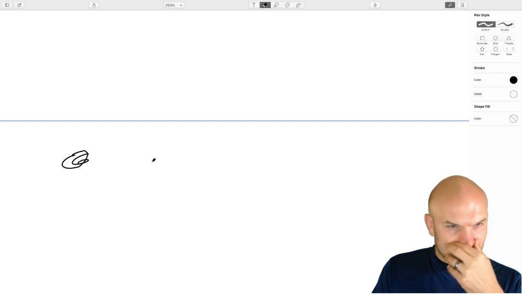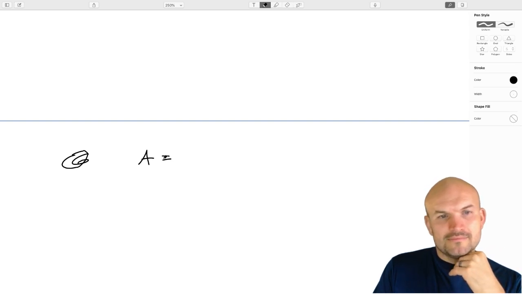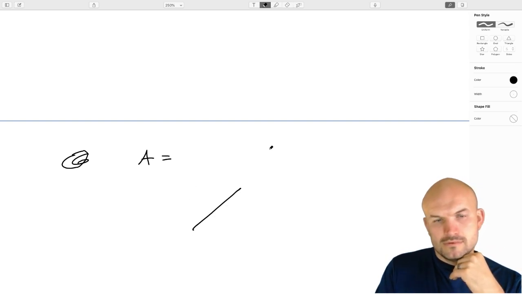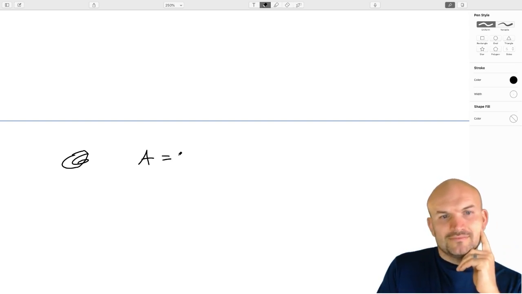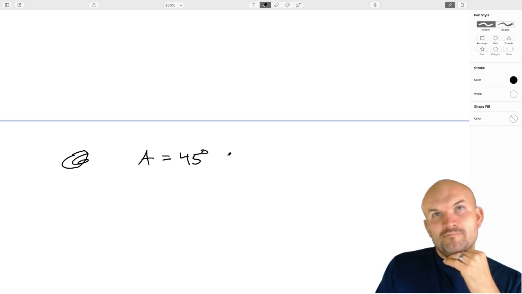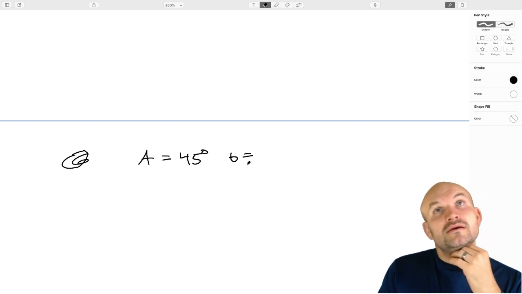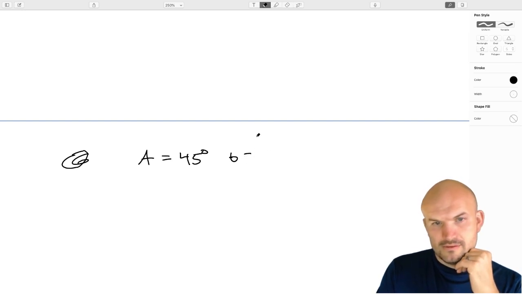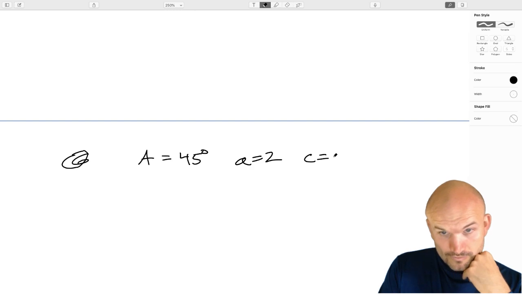So let's pretend we have a triangle with A, B, and C. Let's do A equals 45 degrees. And then we'll have, no, not B. Let's do C. We'll do a equals 2. There you go. And I'll say c equals 25.